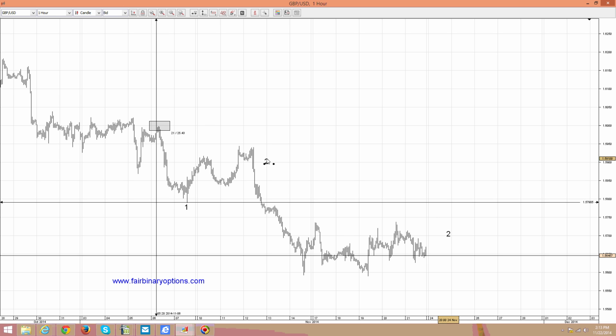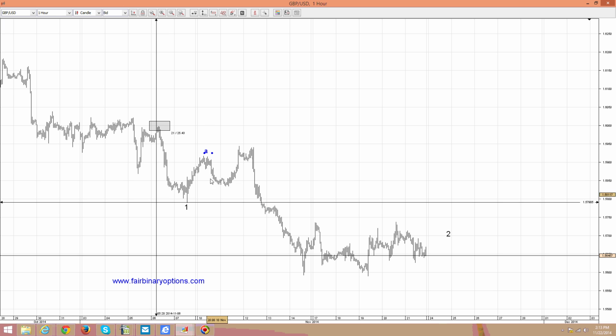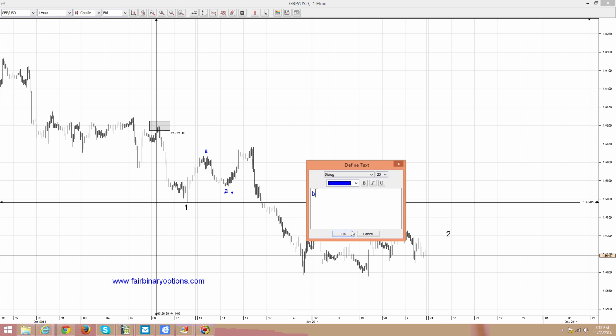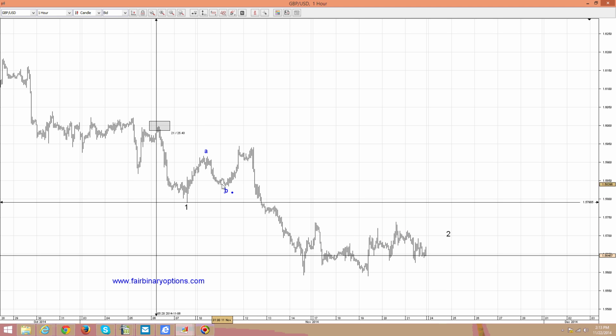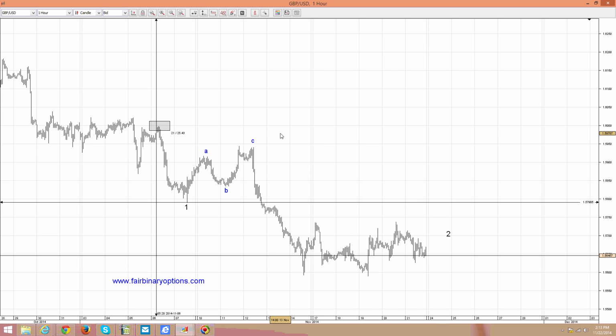So this would be what? This would be wave A of a lower degree, sorry, like this. And then the B wave to the downside, and then the C wave to the upside, ABC. And then of course we have a move to the downside here, but this move is characterized by the fact that it is simply channeling.